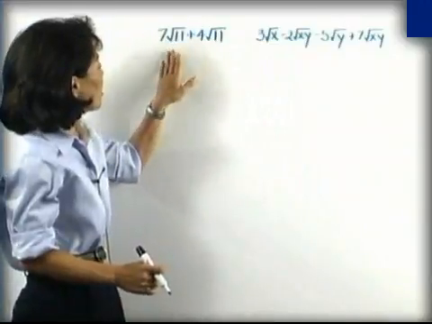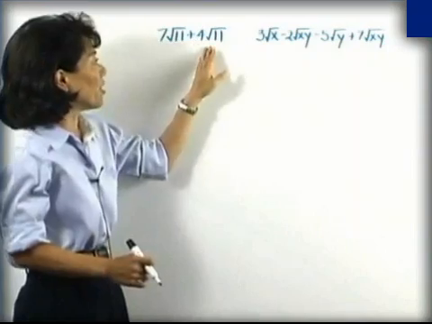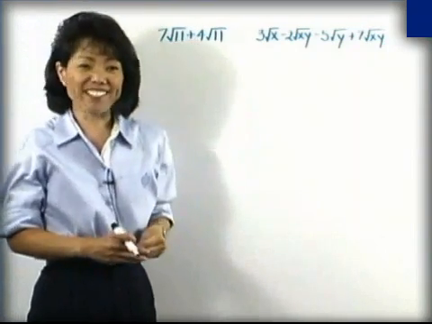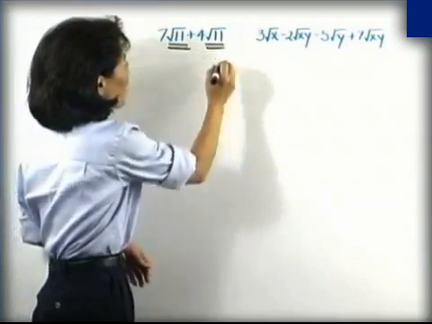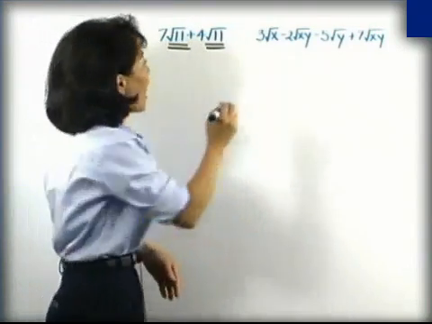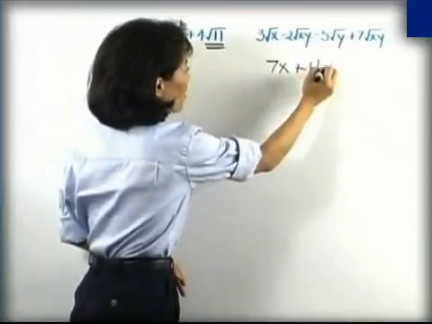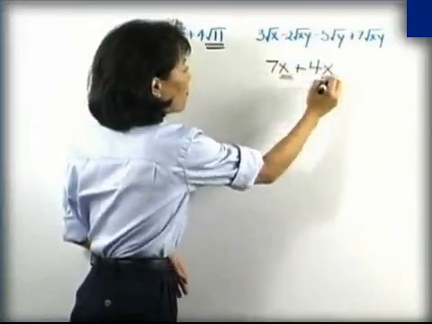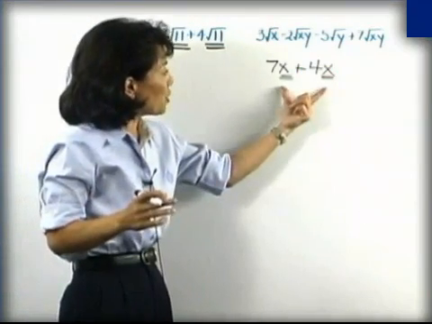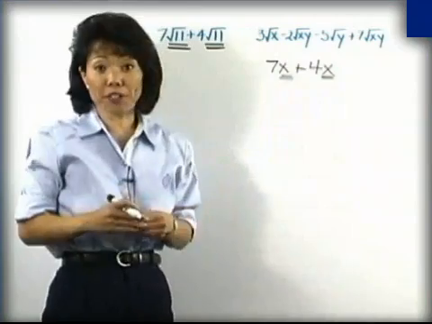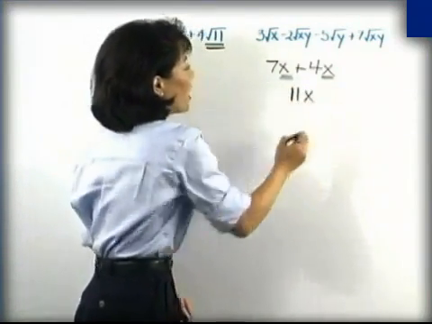Here we're going to add 7 times the square root of 11 plus 4 times the square root of 11. Now, since these radicals are exactly the same, it's as if we are adding 7x plus 4x. The variables are the same. Now remember the rule, when we're adding like terms, we add numerical coefficients. 7 plus 4, that would be 11x.